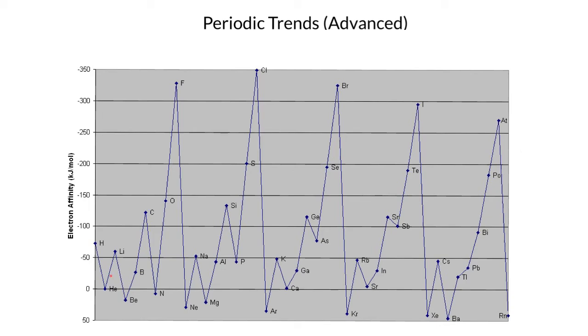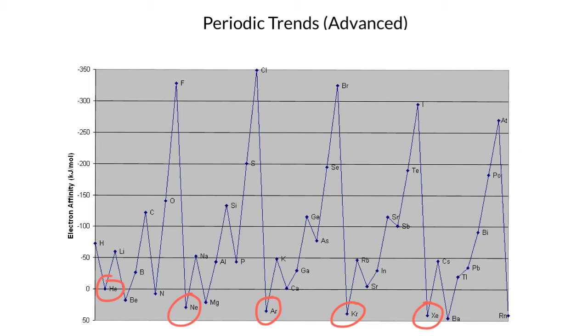One of the things to notice is that the noble gases keep consistently going down to the bottom of the graph. One of the things, of course, to notice about the graph is that the negatives are going up and the positives are going down. And that's because, if you remember, the negative energy values tend to be the favorable way for things to go. We like to lose energy.